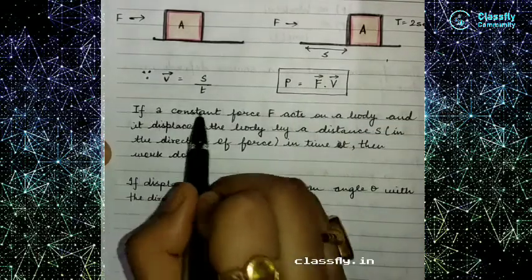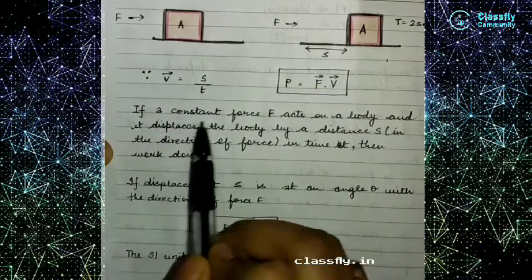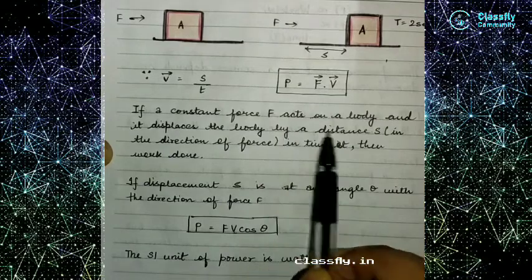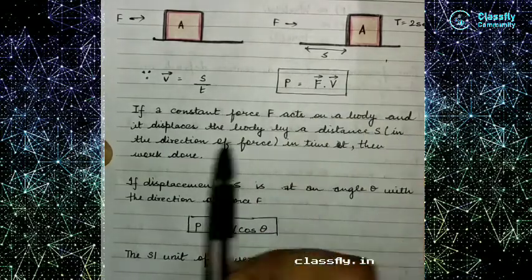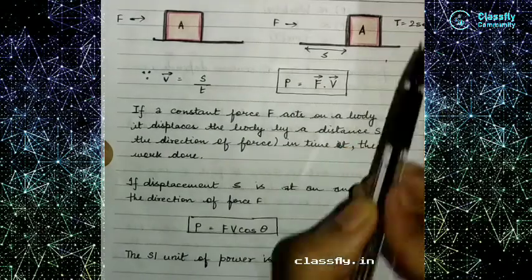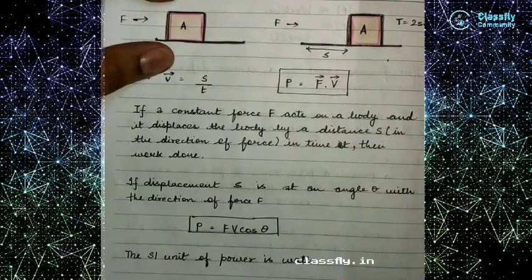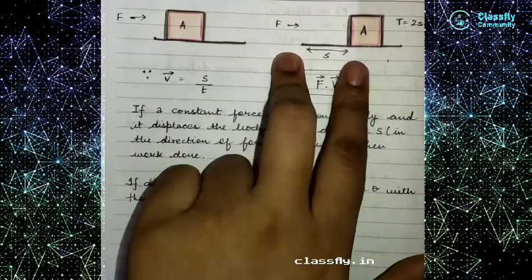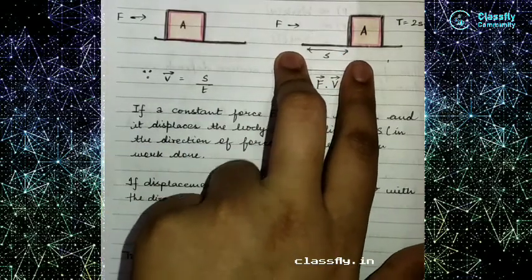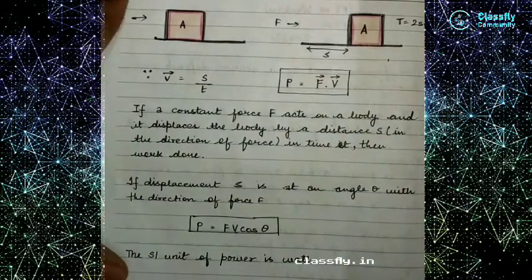Now see, if a constant force F acts on a body and it displaces the body by a distance s in the direction of the force in time t, then work is done. That means if we apply some force and it does some work over a distance s in a time t, then work has been done.